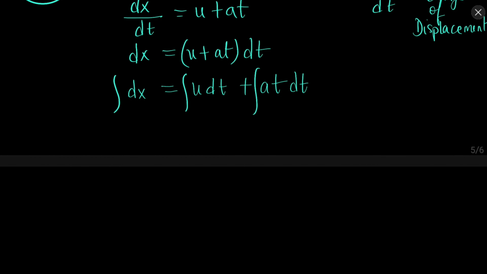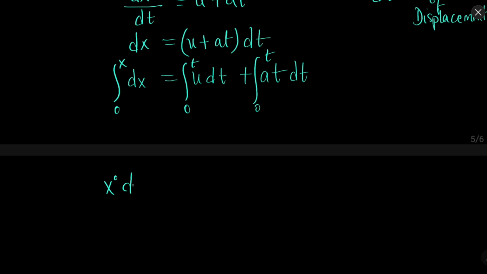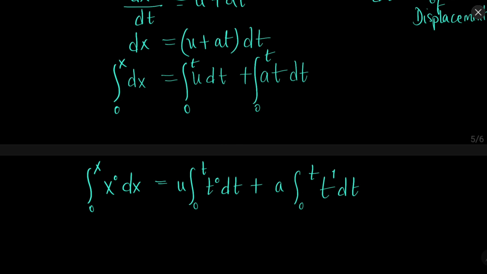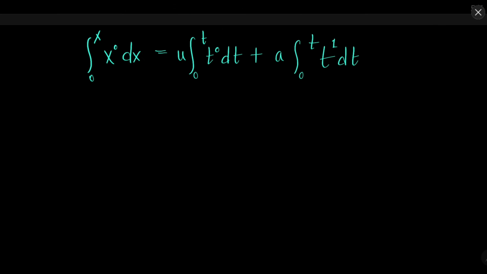So again let's say the displacement is from 0 to x, the position changes from 0 to x, time changes from 0 to t. So what I'll get: x to the power 0 dx from 0 to x equal to 0 to t. u is constant, it will come out. So t to the power 0 dt plus a is constant, comes out, t dt, t to the power 1 dt, because t is here. Okay, its power is 1. So what will I get?